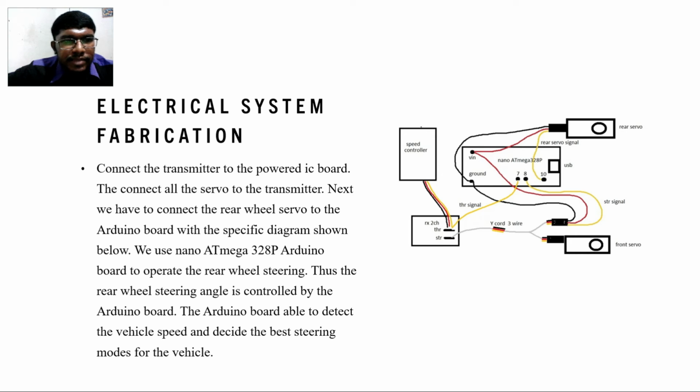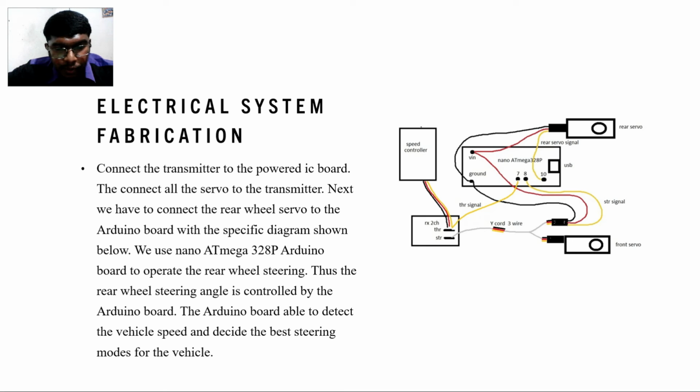Okay, now let me explain the electrical system fabrication. First of all, connect the transmitter to the powered IC board. Connect all the servos to the transmitter. Next, we have to connect the rear wheel servo to the Arduino board, with the specific diagram shown below. For your information, we use a Nano ATmega328P Arduino board to operate the rear wheel steering. Thus, the rear wheel steering angle is controlled by the Arduino board.